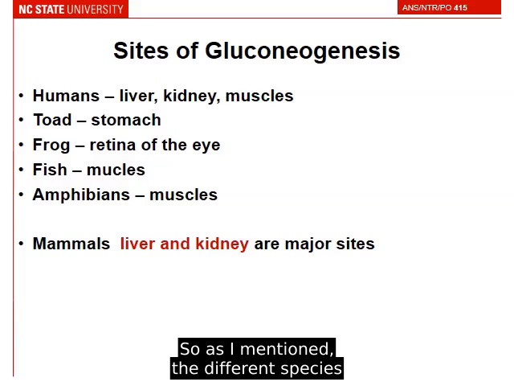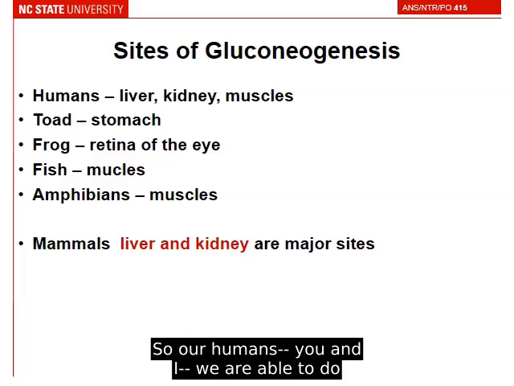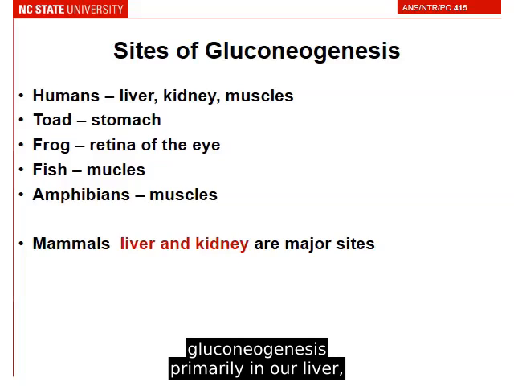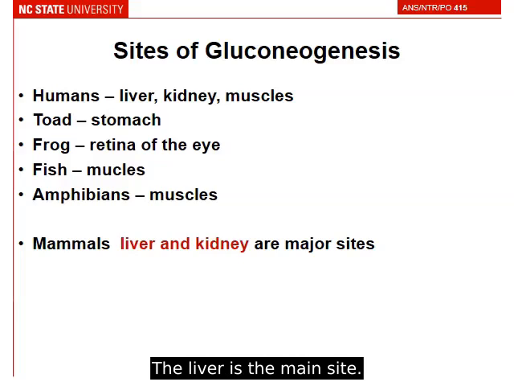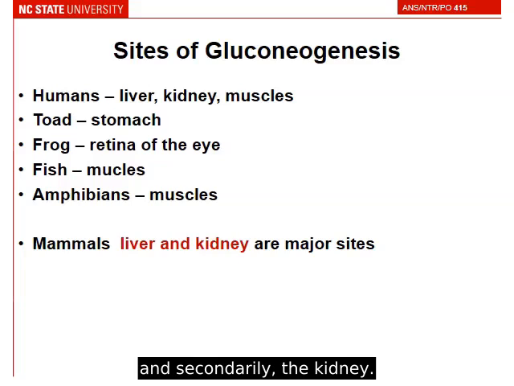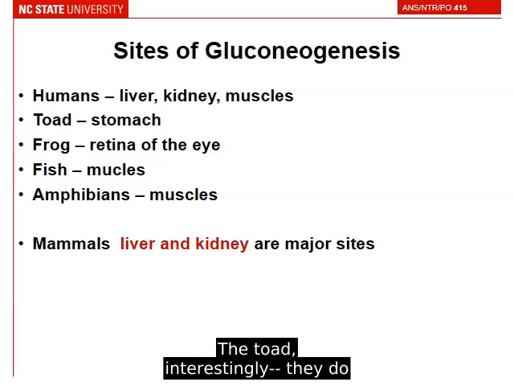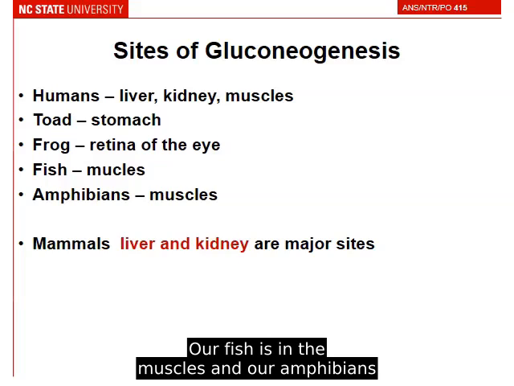As I mentioned, the different species have gluconeogenesis occur in different organs. So humans, you and I, are able to do gluconeogenesis primarily in our liver, secondarily in our kidney. Our muscles can do a little bit, but it's primarily the liver. The liver is the main site, and that really goes for most mammals, the liver, and secondarily the kidney. The toad, interestingly, does gluconeogenesis in the stomach. The frog is in the retina of the eye. Fish are in the muscles, and amphibians are also in the muscles.